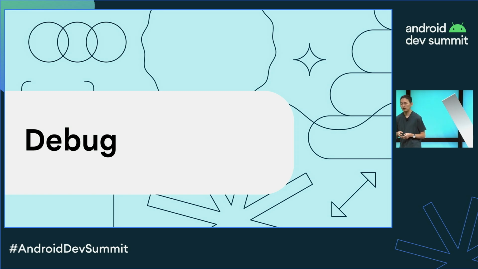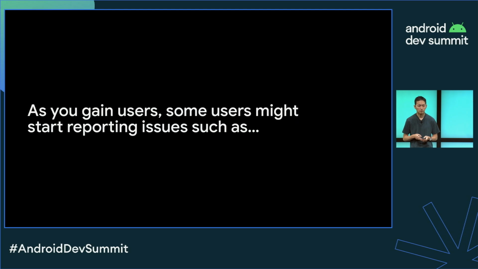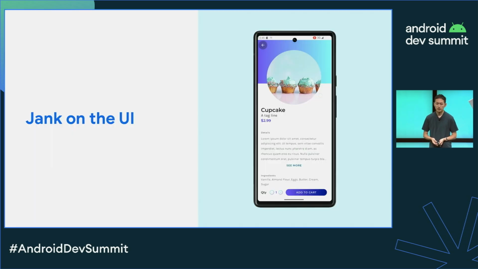Moving on from development to debugging. As you gain users, some users might start reporting issues such as jank on the UI. There was an actual issue in JetSnack that scrolling the title bar caused a janky animation, especially on low-end devices. Note that the issue is now fixed, and I will just take it as a case study.